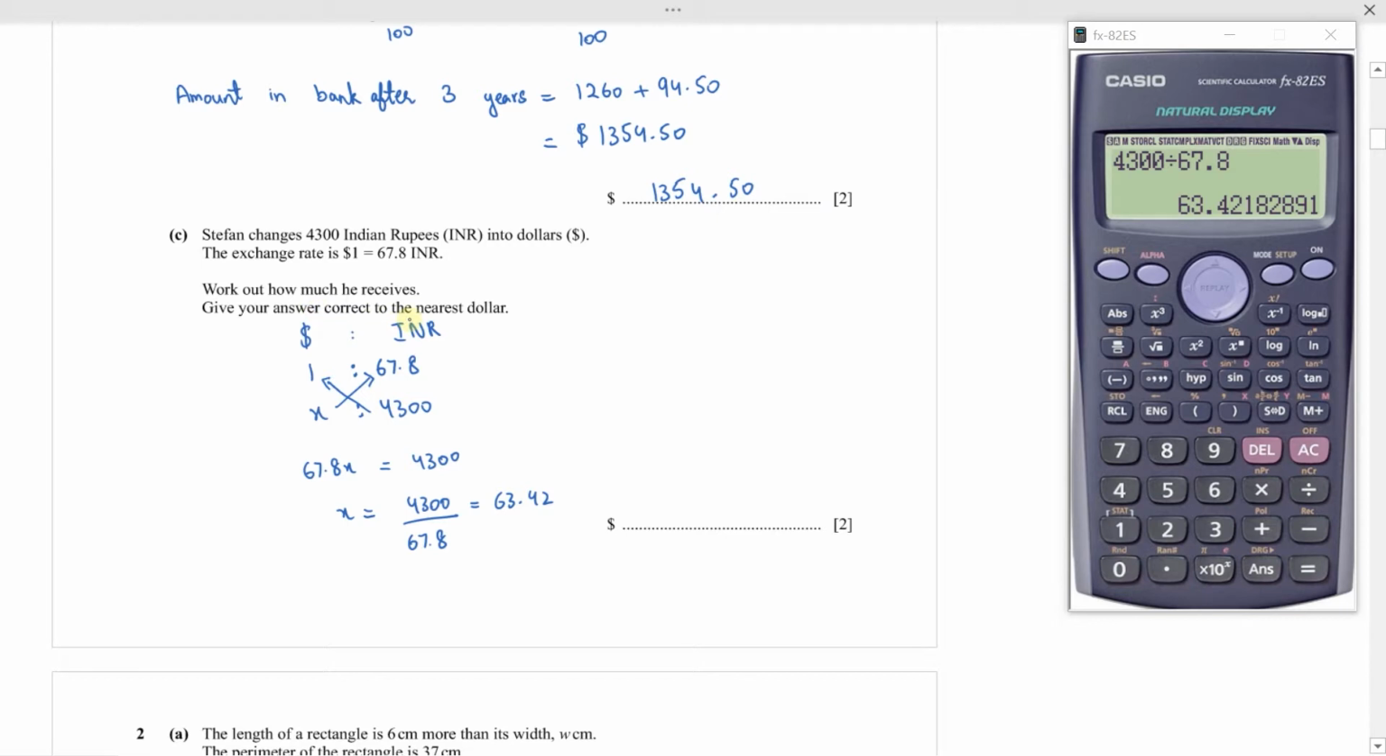You have to calculate the answer correct to the nearest dollar. So correct to the nearest dollar, this will be 63. Since this is 4, I will round it down to $63. So your answer here will be 63.